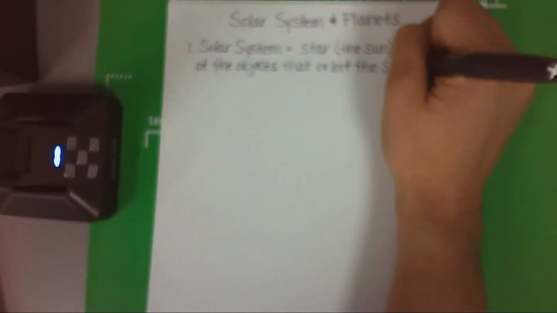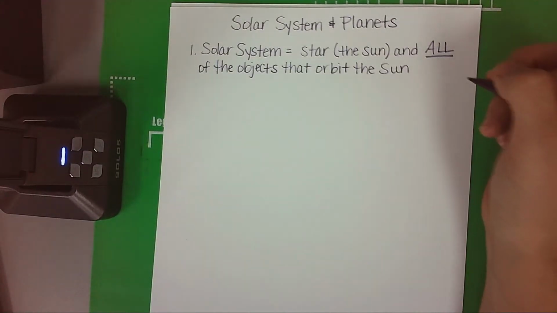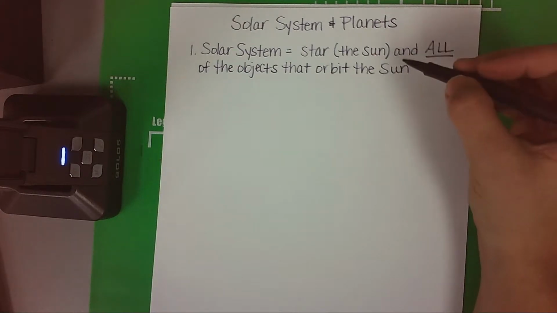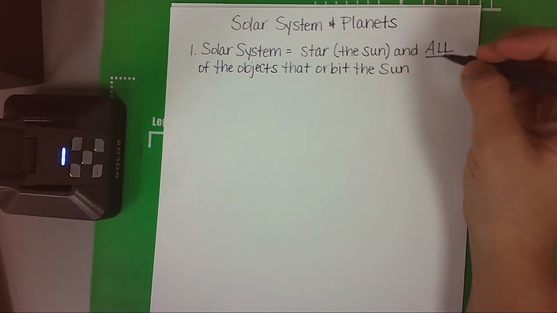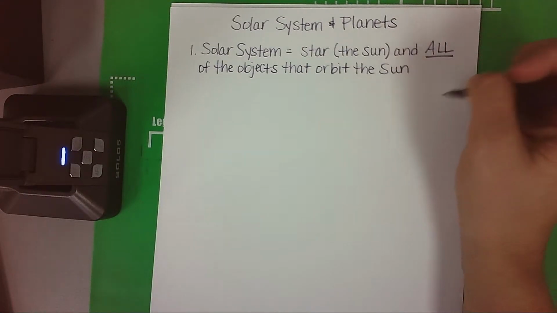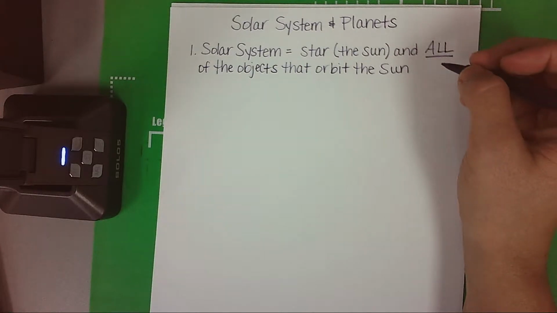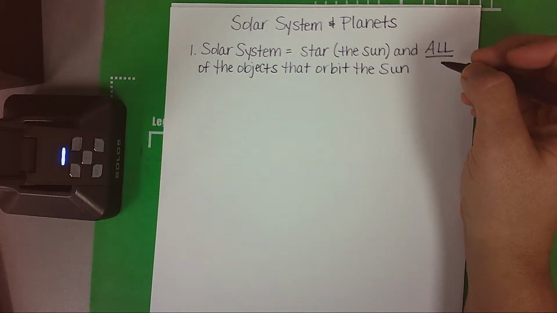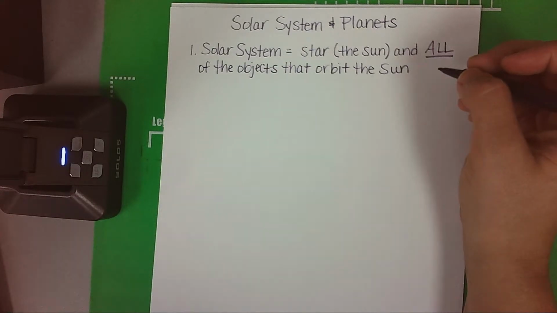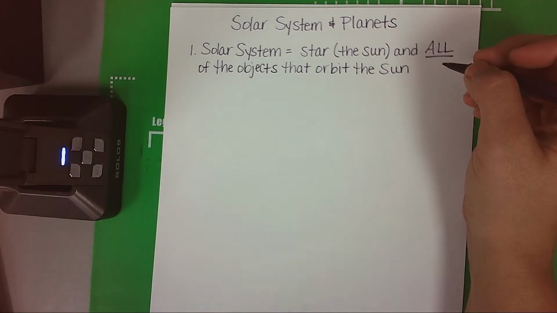So it's important to remember that a solar system is not just planets. A solar system must include a star. Our solar system has the star in the center, and all the planets orbit the Sun, but there are also other objects like asteroids and different moons that are all included in the solar system. So when you start thinking about the solar system, don't just think planets. Think anything that is in orbit around the Sun is included in the solar system.